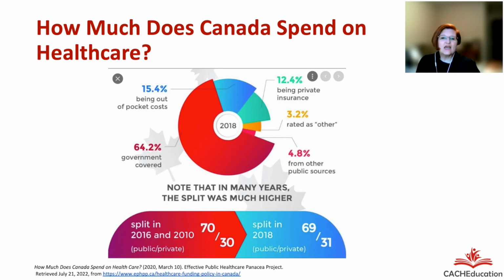So in 2016 and 2010, we can see that the public-private split was 70-30, as compared to 2018, where the public-private split was 69-31. So it has maintained stability over time with a slight variation.